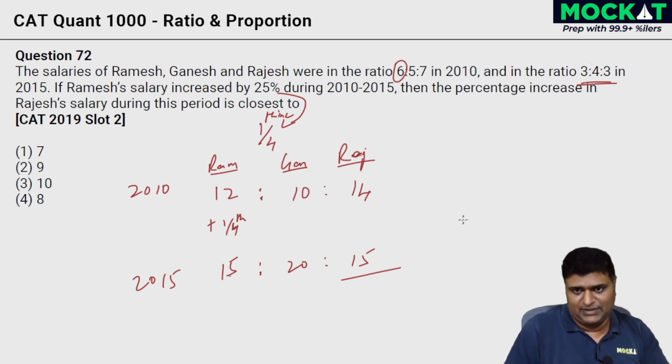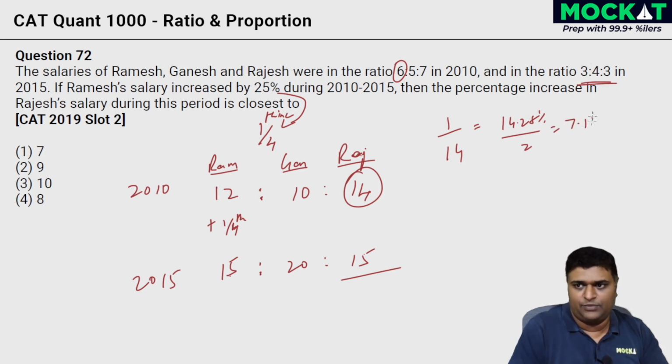What's the percentage increase in the salary? That is 1 by 14, right? There's a 1 increase compared to the earlier salary of 14. So 1 by 14 as a percentage is what? 1 by 7 we know is 14.28%. Divide by 2 and you get 7.14%. And the closest over here is option 1, 7. And that's the answer for this question.